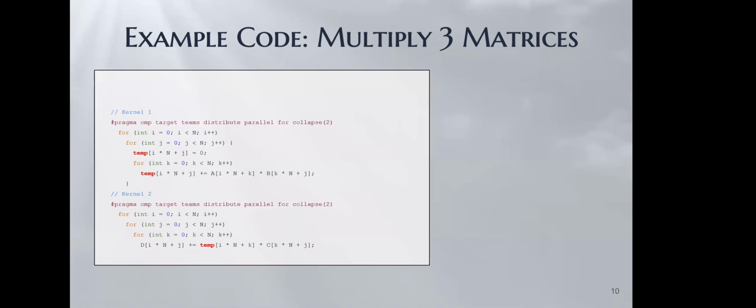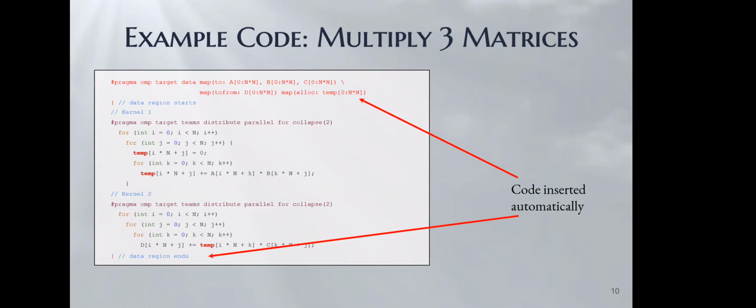So now let me give you an example of what we are targeting. This is a naive version of multiplying 3 matrices, A, B, and C, and storing the result in T. Here we have 2 kernels, which reuse a temporary matrix temp between them. At the start of the project, we aimed at generating and inserting target data map directives to retain these matrices on the GPU for the duration of both the kernels. Well, our tool actually gave a better result, which we'll be showing later.